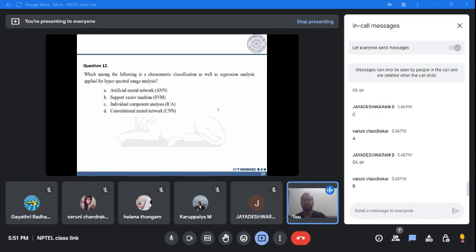Question 12: which among the following is a chemometric classification as well as regression analysis applied for hyperspectral image analysis? Your options are A, artificial neural network; B, support vector machine; C, independent component analysis; and D, convolutional neural network. So if you know the answer, please write in the comment box.